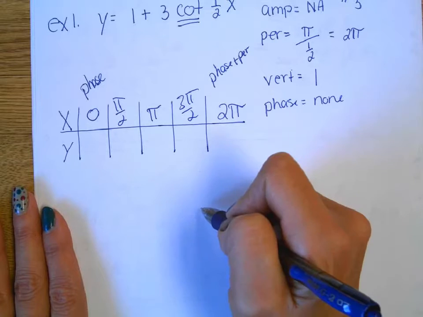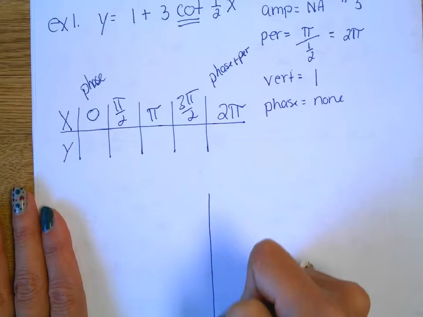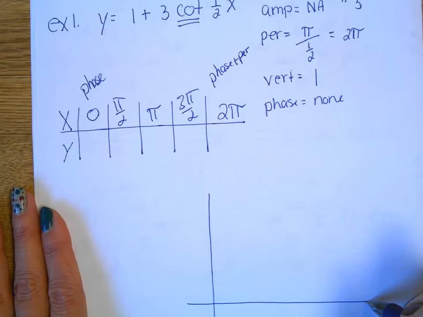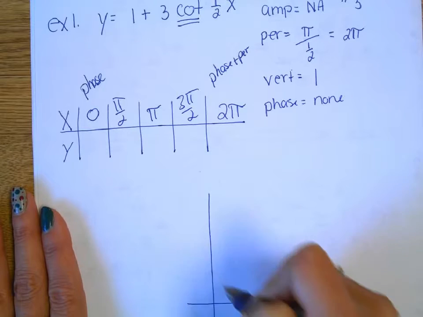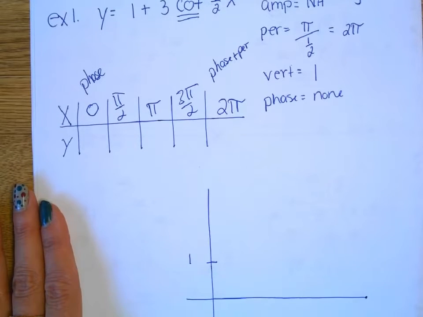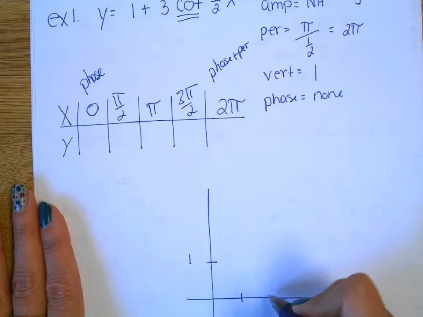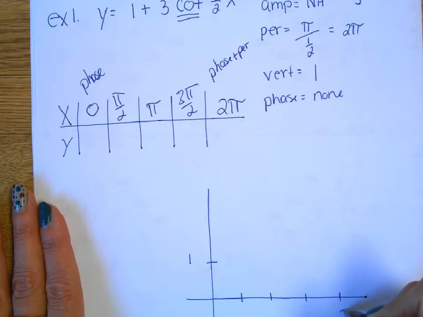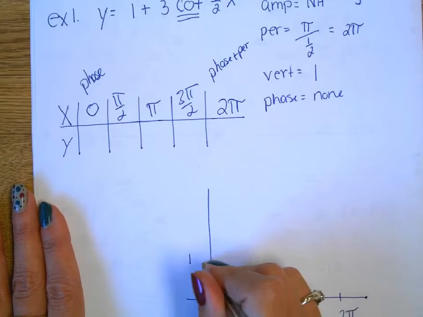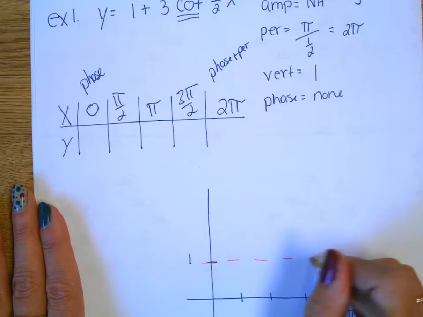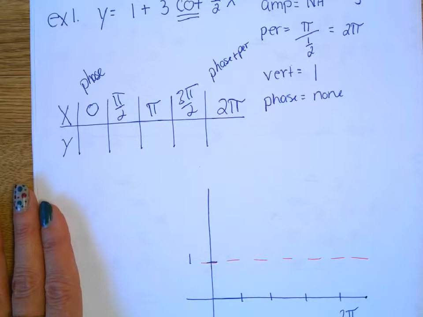Okay, if I want to start my graph... Oh, what? I have a vertical shift of 1. Oh, gosh. So a vertical shift of 1. So that's a new horizontal axis.